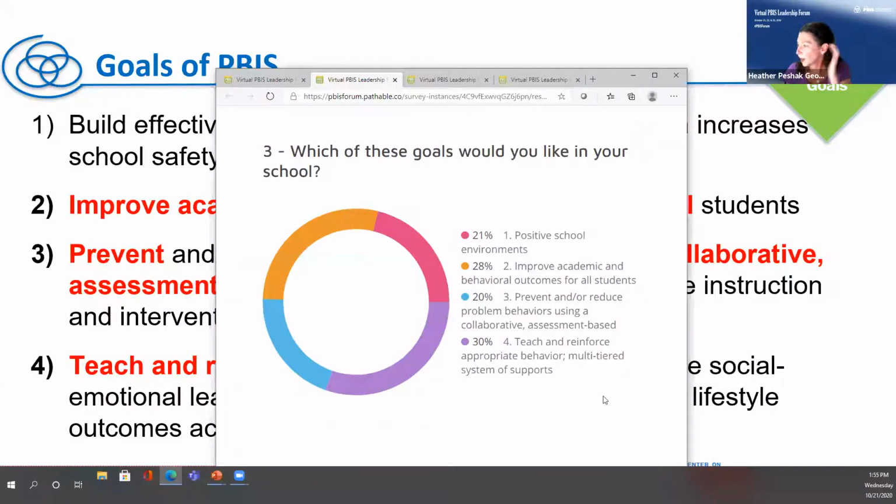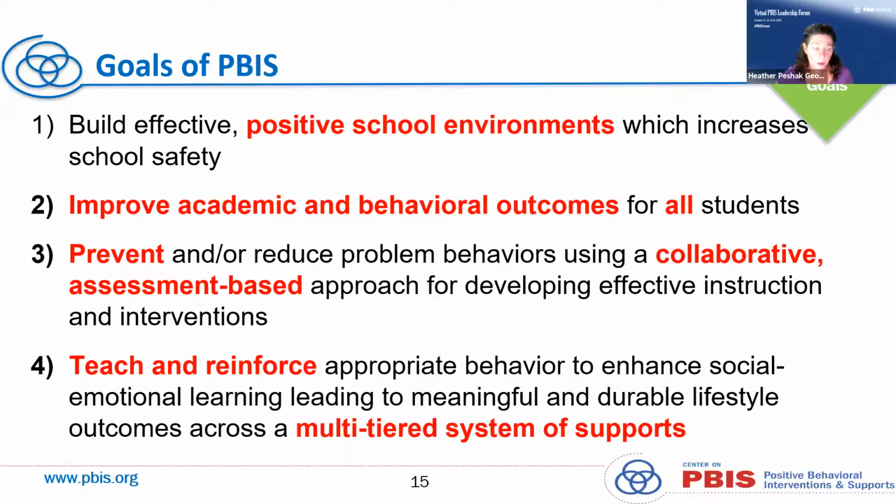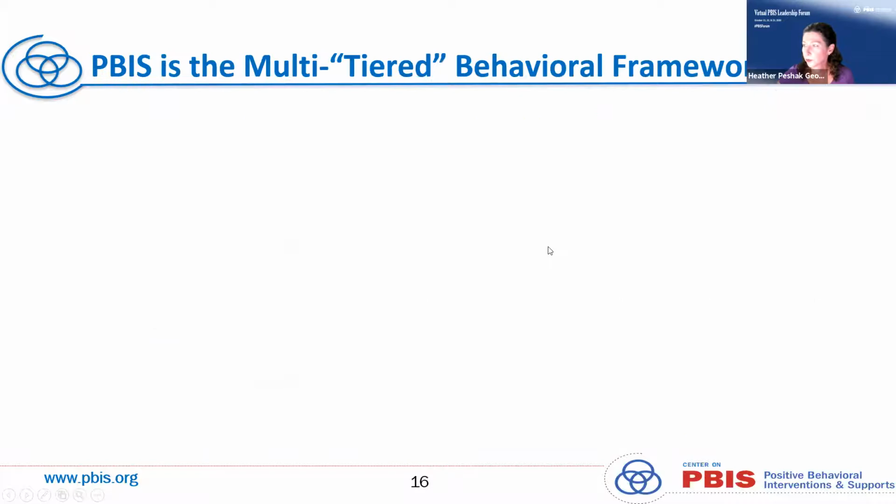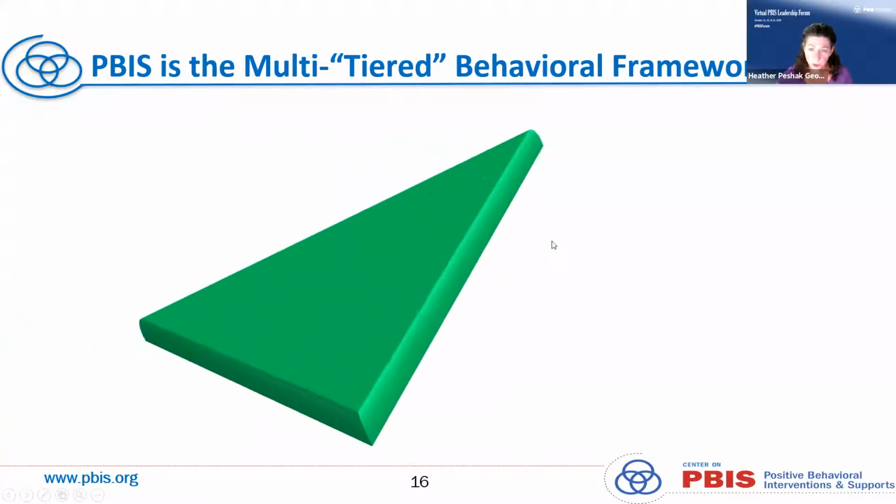So as you can see, the highest one is to teach and reinforce appropriate behavior through that multi-tiered system of support. That's the highest one. The second highest is improve the academic and behavioral outcomes for all students. And again, if you want to continue completing those, please go ahead and do so. So let's talk about PBIS as that multi-tiered behavioral framework, what that looks like.